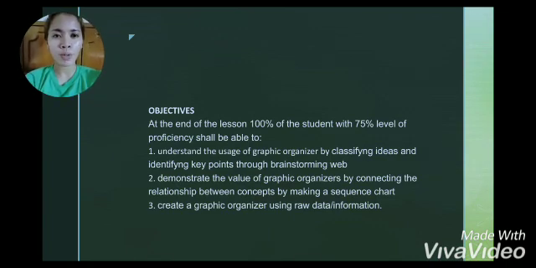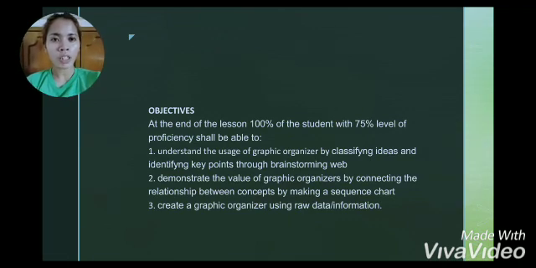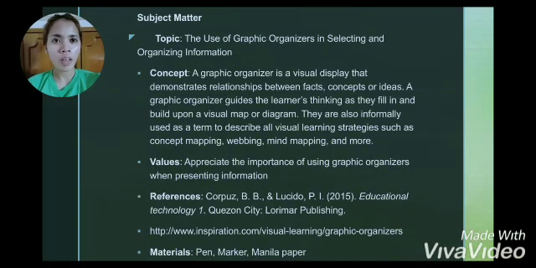And the last one is to create a graphic organizer using raw data information, and this will be hit in our application part. So we make sure that our objective is marked. This is specific, measurable, attainable, realistic, and time-bound.